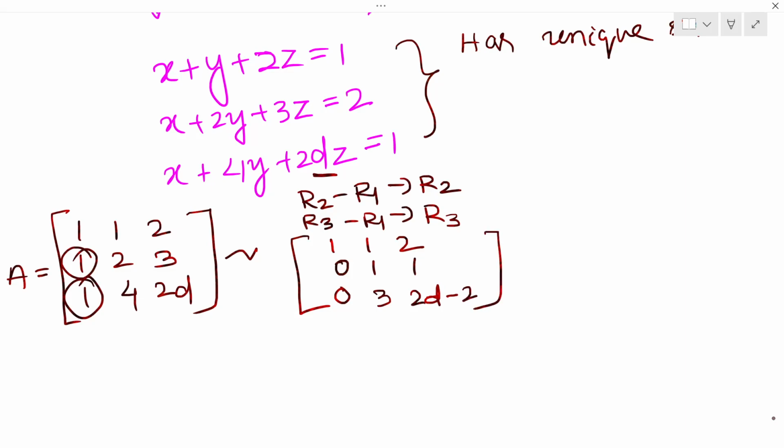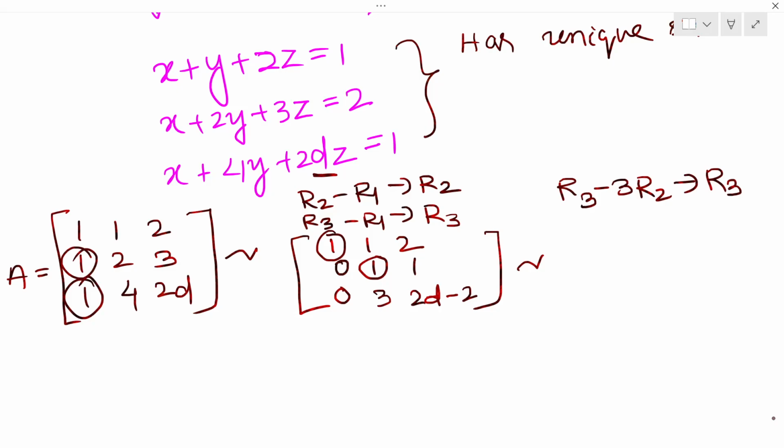This is my first pivot, below it I have made 0. Now this is my second pivot, below it I should make 0. What operation should I do? R3 minus 3R2 stored in R3. One thing we must know: whenever I am eliminating a variable in any column, the corresponding pivot of that column must be used. If I want to make a change in the second column, I should use the 2,2 position element. If in the third column, I should use the 3,3 position element.